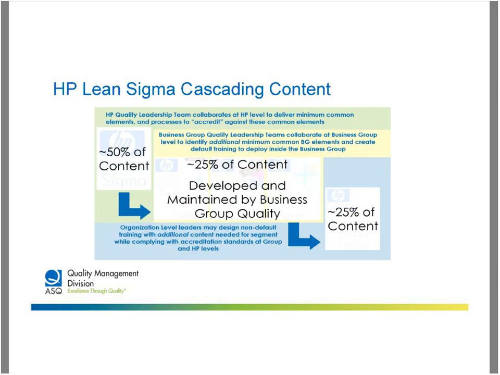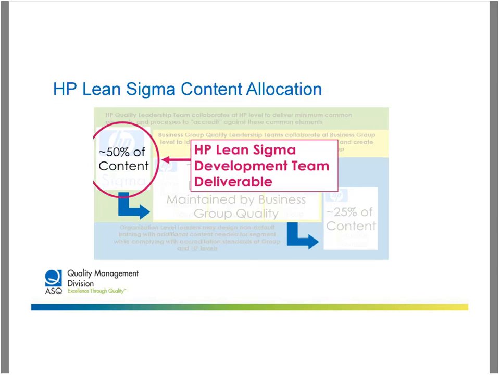As it turned out, over 50% of the content was common, and then about 25% more might be developed by these large business groups. And then individual organizations under their own leadership would add another approximately 25% of content. And then we would still have a central organization that made sure it was doing the development of that content.